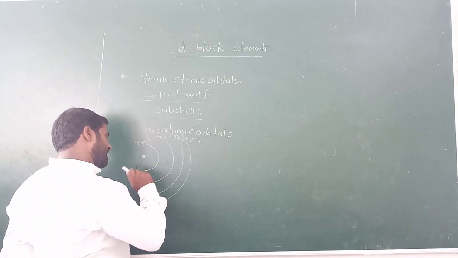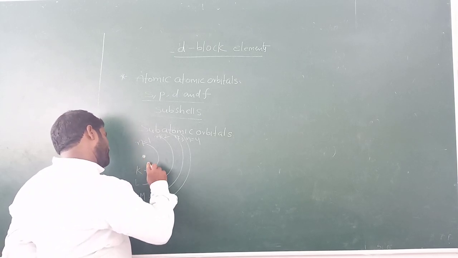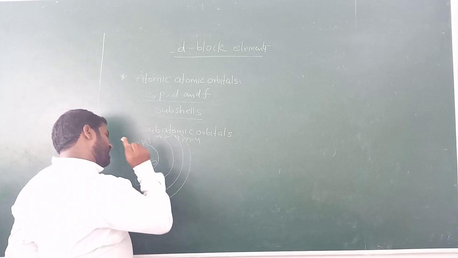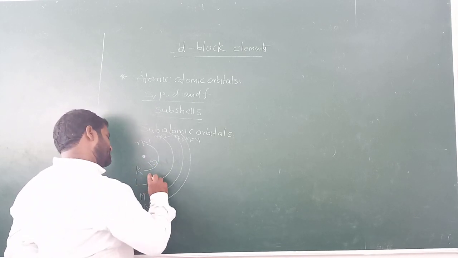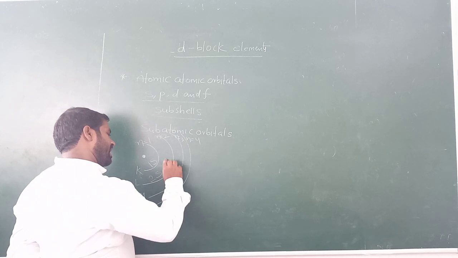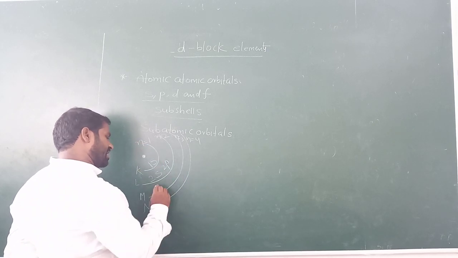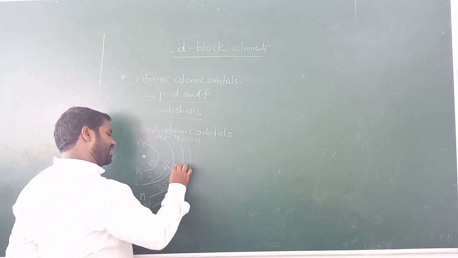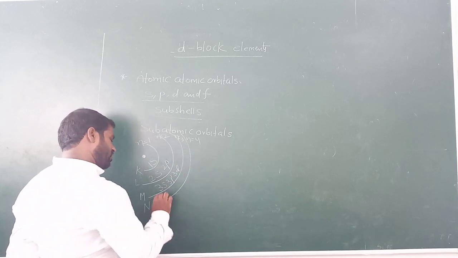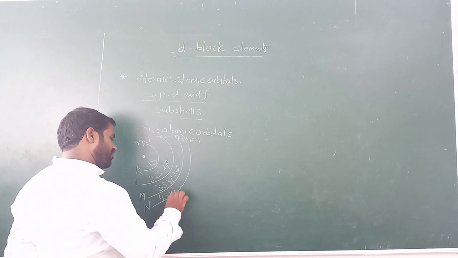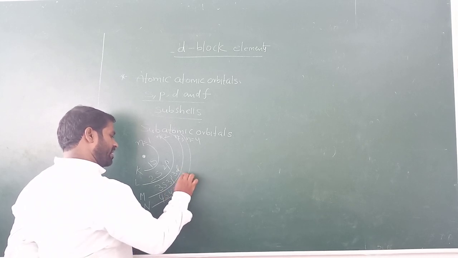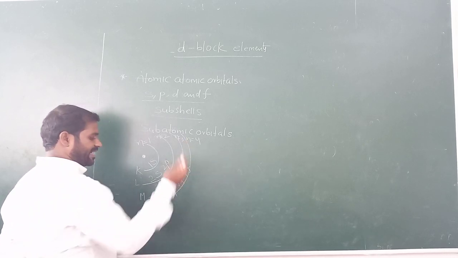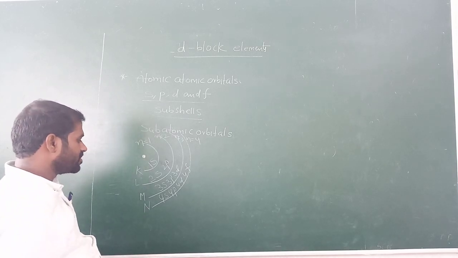Now in the first shell, n equals 1, this is 1s. In the second shell we have 2s and 2p. In the third shell we have 3s, 3p and 3d. Am I right? In the fourth we have 4s, 4p, 4d, 4f, like this. Clear?